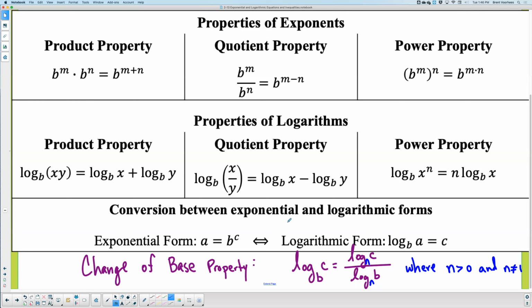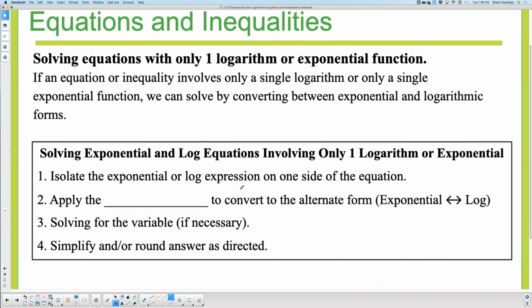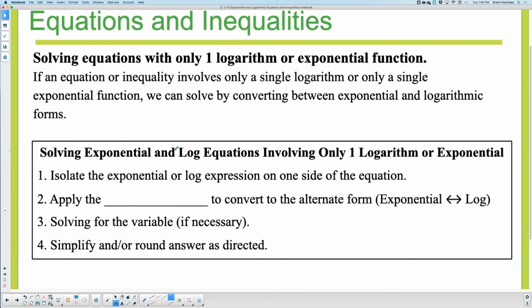The next slide is going to be the steps I use throughout the lesson to solve if there's one logarithm. Okay, I'm going to fill in the blanks here, and then after that, I'm not going to go back to this slide. This is for you as a reference. I'm going to walk you through step by step how we do this.